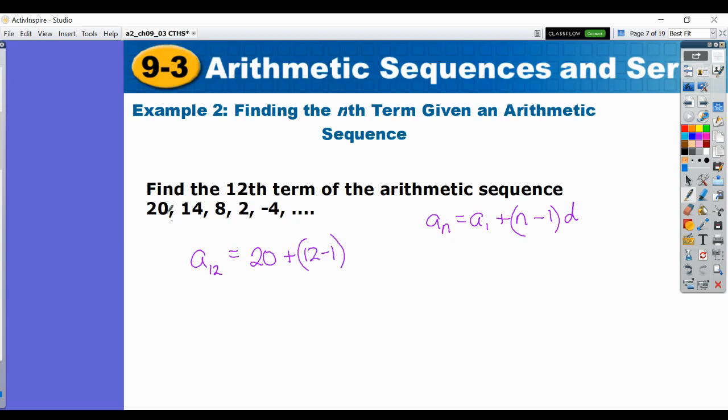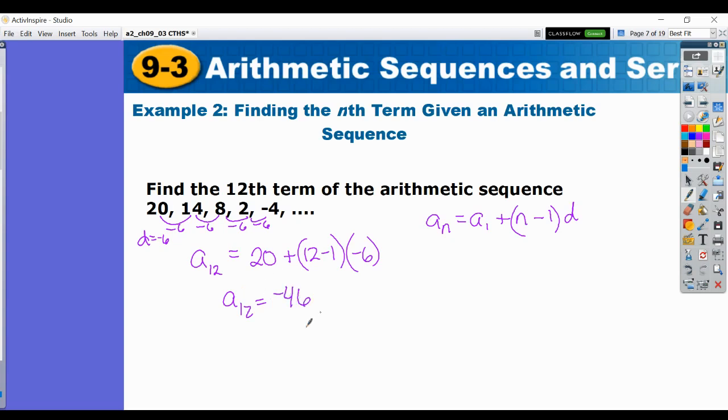And then d, I have to find the common difference. You should probably make sure it's an arithmetic sequence before you start. What's happening here is I'm going down 6, down 6, down 6, down 6, all the way across. So this d is -6. Okay, and then we just type that in or figure it out if you want to, but 11 times -6 would be negative 66 plus 20, so negative 46.